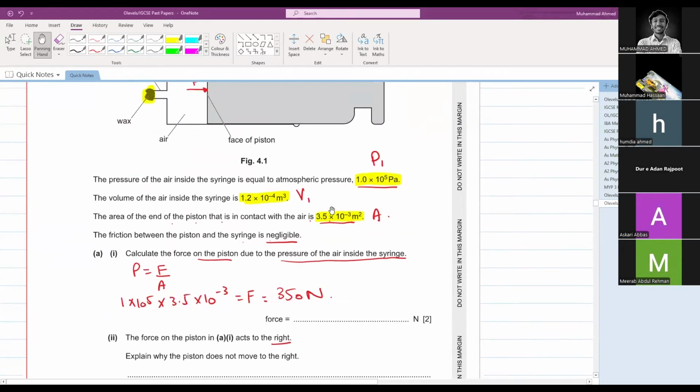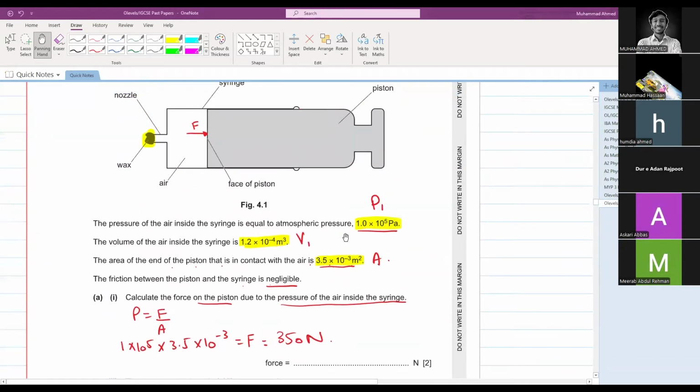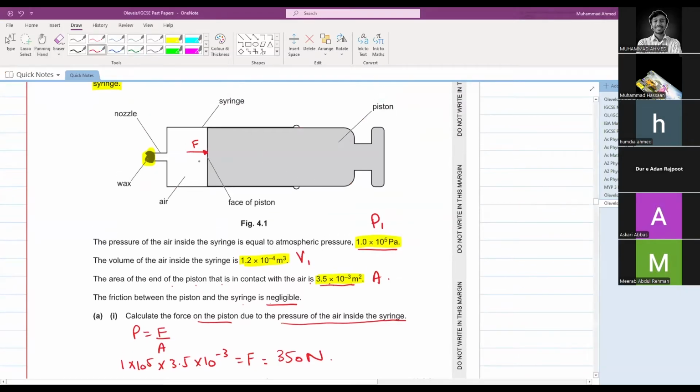देखो, if you analyze, there is one problem here. The force that you are applying here is due to what? It is due to atmospheric pressure.